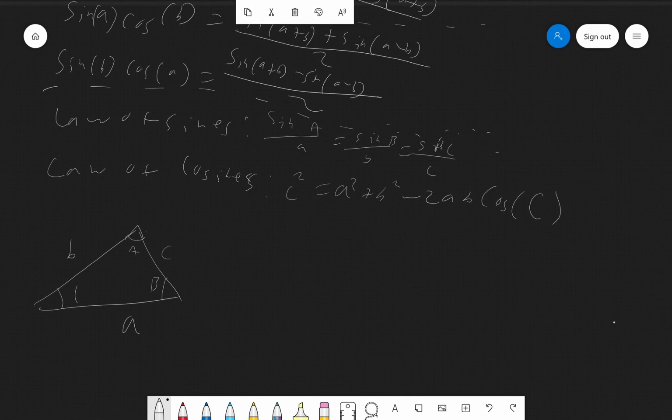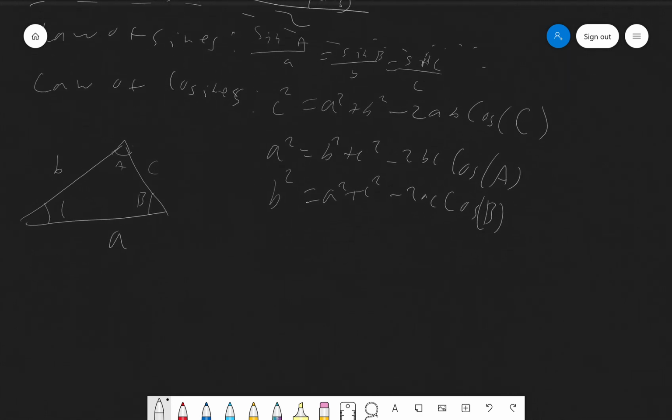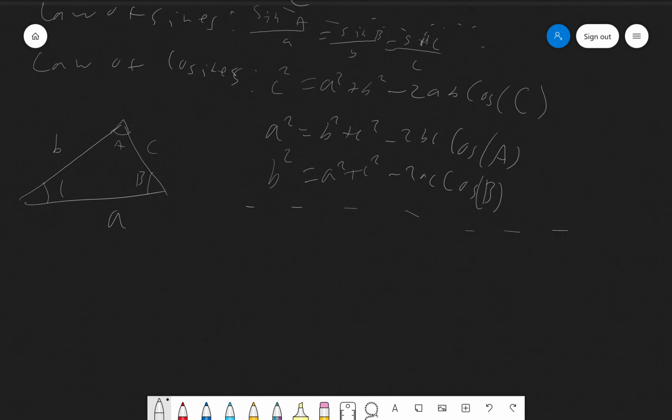Now, we can also do it for the rest of the angles. So we'd get a squared equals b squared plus c squared minus 2bc cosine of A. You can see the pattern. It's the sum of the squares of the other sides minus 2 times those sides multiplied times the cosine of the angle opposite the side you're trying to solve. So now b squared equals a squared plus c squared minus 2ac times the cosine of B.